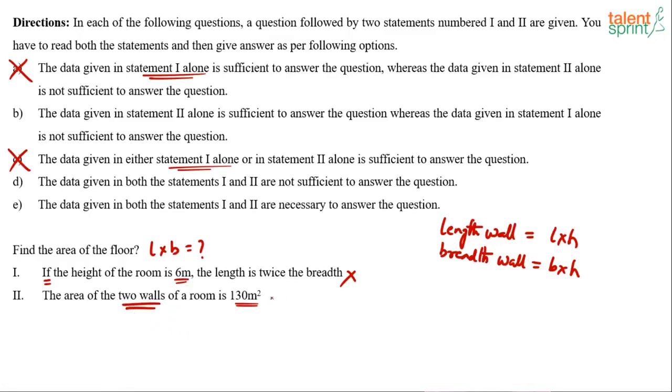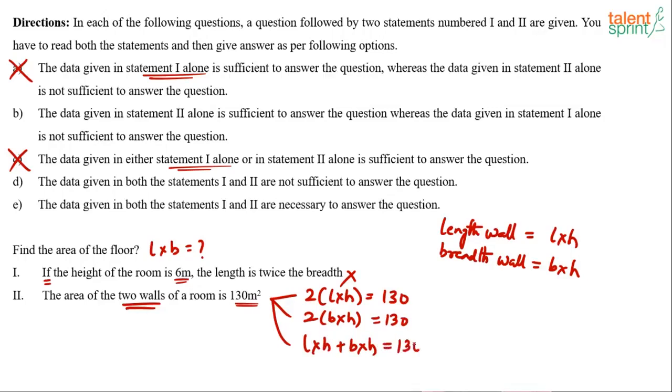So I can say there are three cases here. 2 times L into H equals 130, or 2 times B into H equals 130, or L into H plus B into H, length wall plus breadth wall, their area is 130. Which one should I consider? The fact that it is not giving us concrete information tells us that I cannot establish anything from this data.